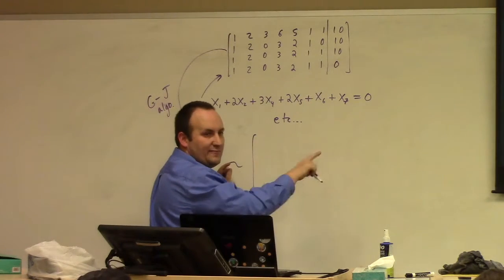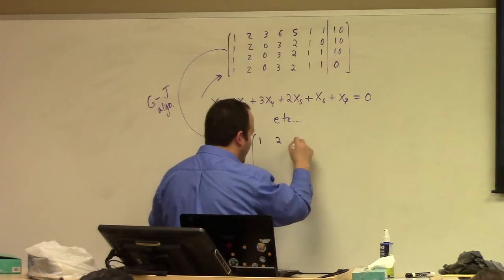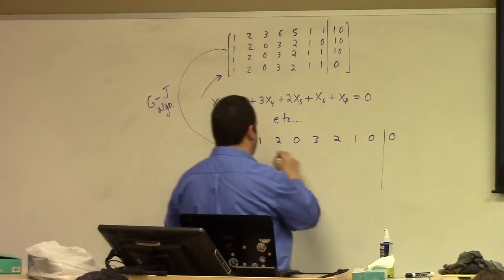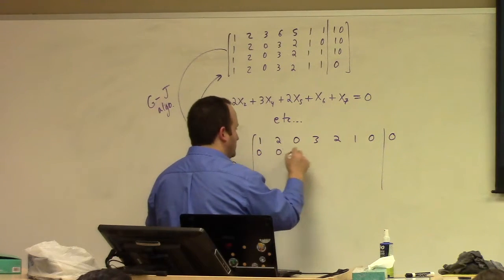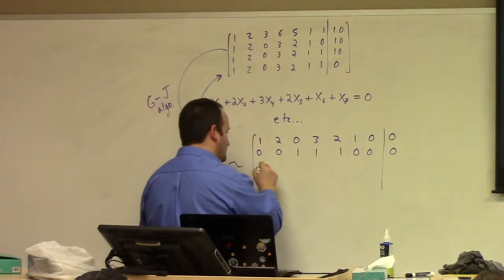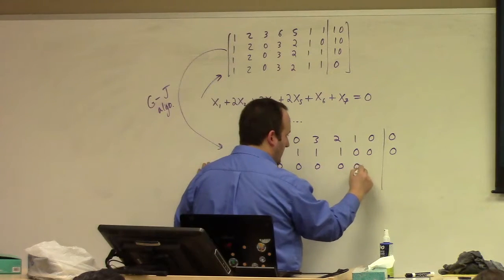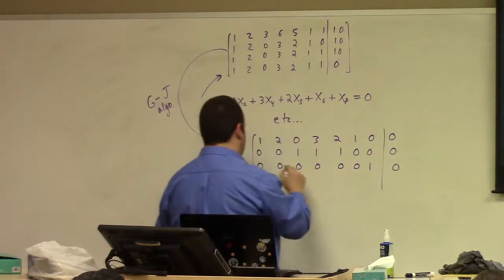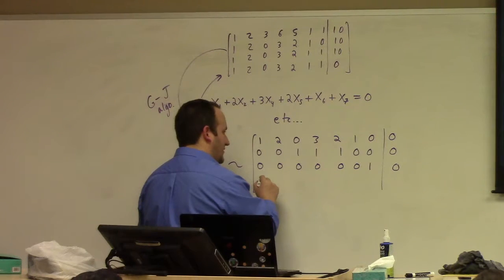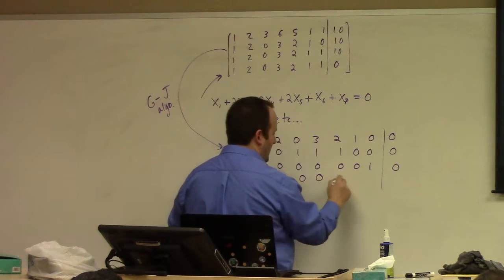Now just read row by row for me if you wouldn't mind. 1, 2, 0, 3, 2, 1, 0, 0. Next. 0, 0, 1, 1, 1, 0, 0, 0. Next. 0, 0, 0, 0, 0, 0, 1, 0. Oh, phew, that was close. They're all zeros except for the last one. And it's 1. Oh, really? Yeah. Oh, man. Well, that's a bummer.